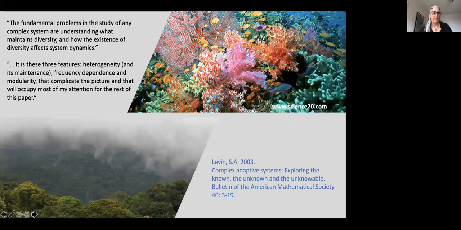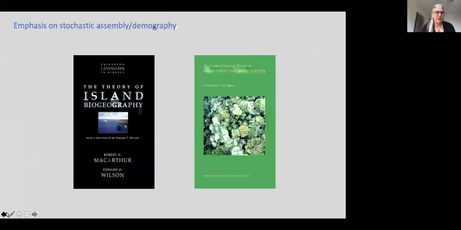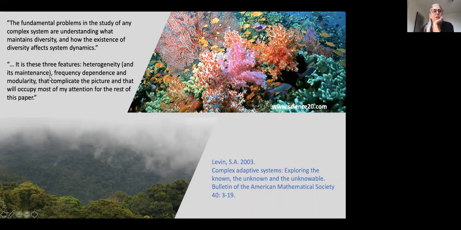Okay, good. Yes. So let me start with a quote from Simon, of all people, Simon Levin. This is from his paper on complex adaptive systems, where he wrote: the fundamental problems in the study of any complex system are understanding what maintains diversity and how the existence of diversity affects system dynamics. And he mentions it is these three features, heterogeneity and its maintenance, frequency dependence and modularity, that complicate the picture and that will occupy most of my attention today. So I will basically be telling you about frequency-dependent interactions and frequency-dependent selection, as you will see.